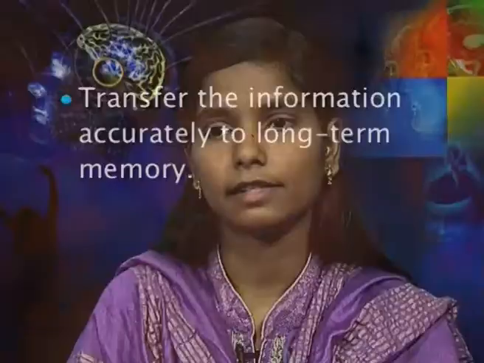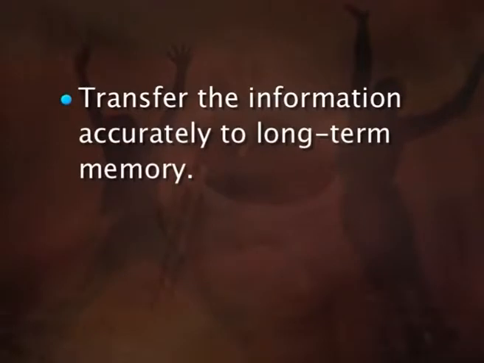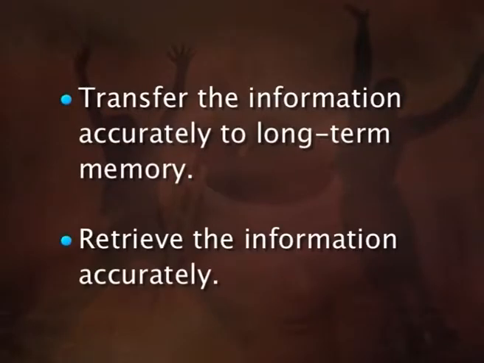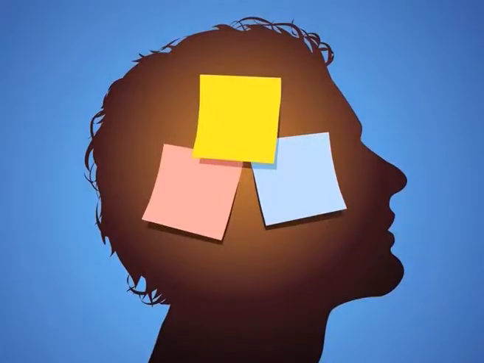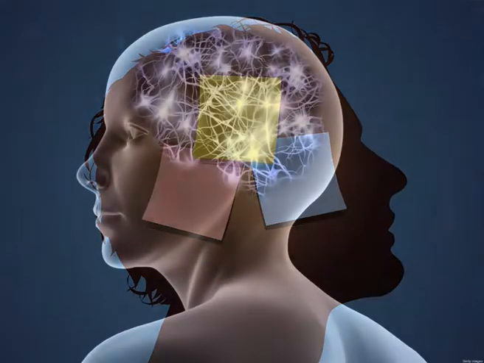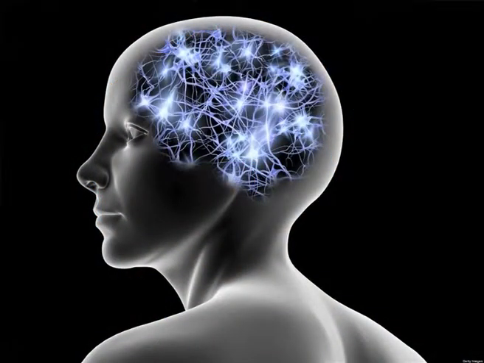And there are two major problems related to the use of long-term memory. Number one is to transfer the information accurately to long-term memory, and number two is to retrieve the information accurately. How can these two be problems? Because transferring the information and retrieving the information is good, but how can they be a problem in long-term memory? Because with the information which is stored in long-term memory, if it's not accurate, it can be manipulated. So the information stored in long-term memory has to be accurate.